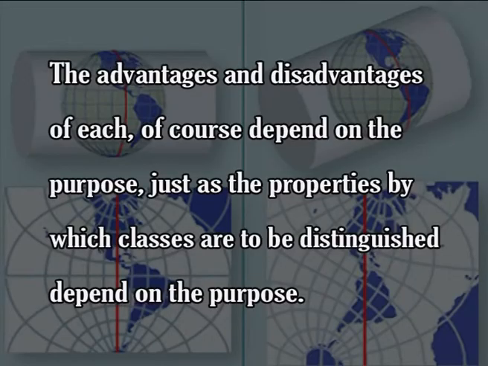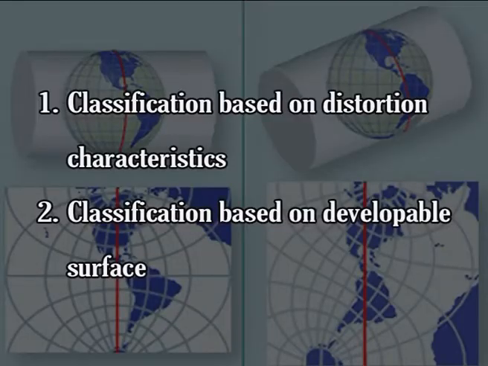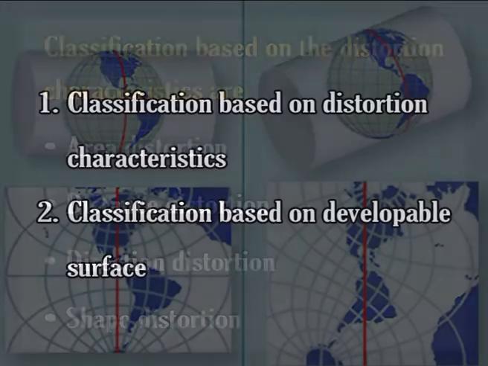The advantages and disadvantages of each, of course, depend on the purpose, just as the properties by which classes are to be distinguished depend on the purpose. Most commonly, classification is conducted based on two factors: classification based on distortion characteristics, and classification based on developable surface.